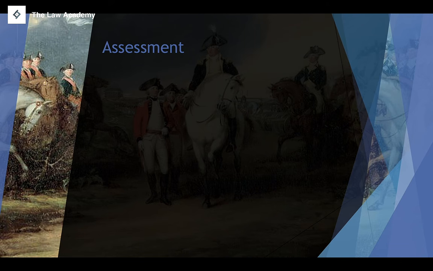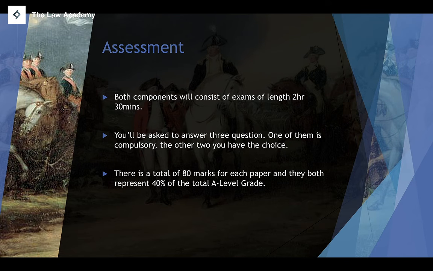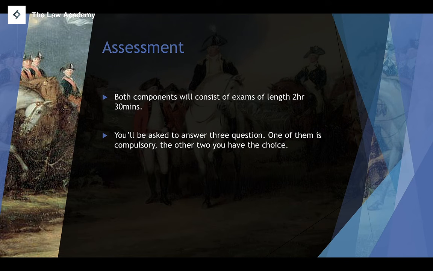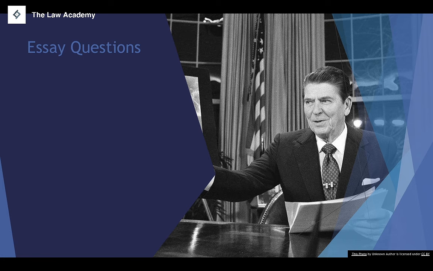So in terms of assessments, the components will consist of exams of length 2.5 hours. You'll be asked to answer 3 questions. One of them is a compulsory question, and the other 2 you have a choice of. So what this means is there will be a list of 3 questions, and you'll be given the choice to answer 2 of the 3, so you'll not answer the one that you don't like the most. And there'll be a total of 80 marks for each paper, and they both represent 40% of the total grade.